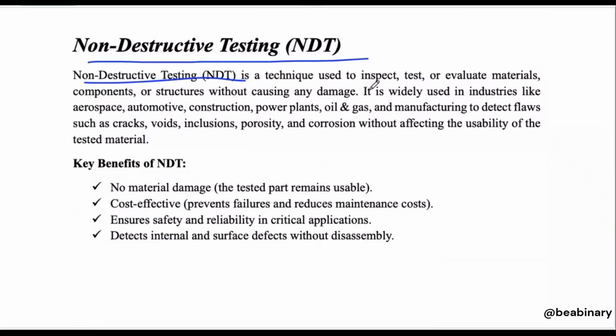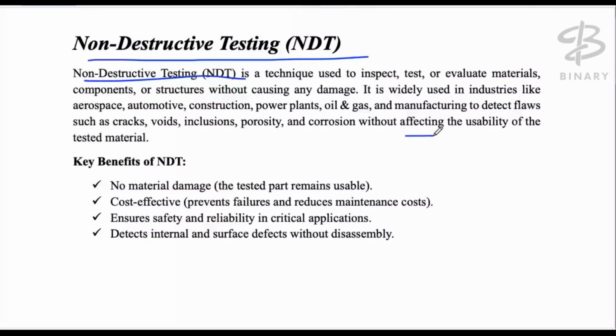damage. It is widely used in industries like aerospace, automotive, constructions, power plants, oil and gas, and manufacturing to detect flaws such as the cracks, voids, inclusions, porosity, and corrosion without affecting the usability of the tested material. So we don't destroy, we don't have options to damage the product. Without damaging the product, we take the test or we evaluate their properties. That is known as non-destructive testing.